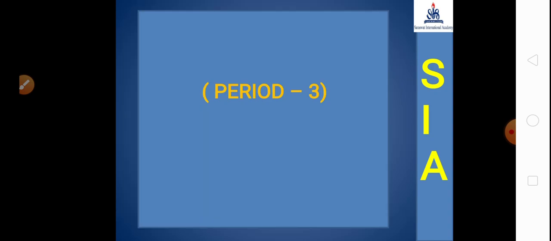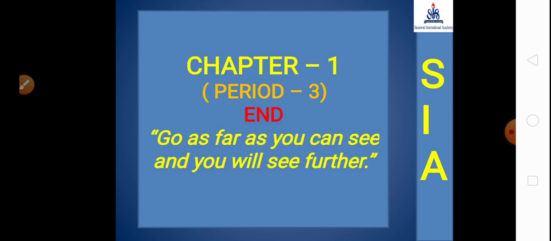Okay. Yes, students, congratulations again. You happily completed period 3 in set theory. Period 3 is ending here. And as well, I give you one little thought for you. Go as far as you can see and you will see further. Again, go as far as you can see and you will see further. So definitely students, our chapter 1 set theory period 3 ends here. And further study I will explain in the next period 4.